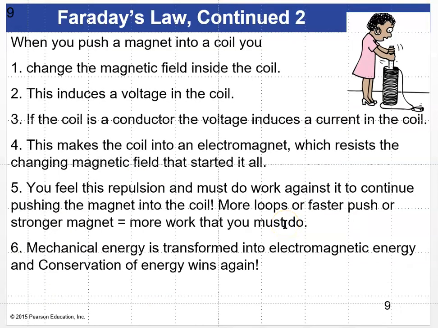When you push a magnet into a coil, you change the magnetic field inside the coil. This induces a voltage in the coil. If the coil is a conductor, the voltage induces a current in the coil. This makes the coil into an electromagnet, which resists the changing magnetic field that started the whole process. You feel this repulsion and must do work against it to continue pushing the magnet into the coil. More loops, faster push, or stronger magnet means more work. Mechanical energy is transformed into electromagnetic energy, and conservation of energy wins again. This is the big basis of an electrical generator.